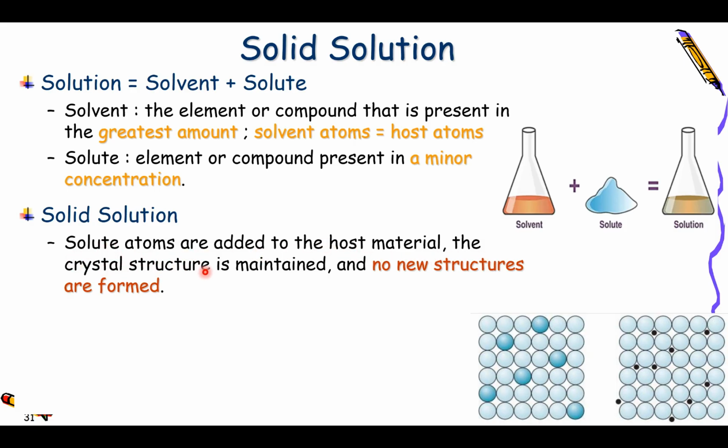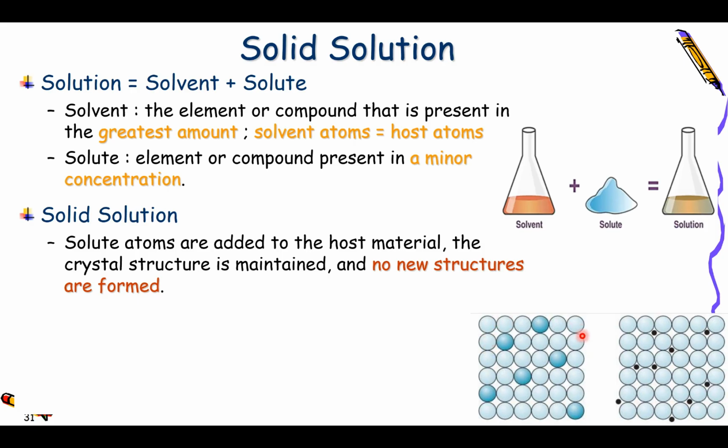The crystal structure is maintained and no new structures are formed. So this is what we call solid solution. You have impurity or foreign atoms and put them into the crystal. This is called substitutional solid solution, right? Because this atom replaces the original atoms. Okay? And the important thing is that no new structures are formed.